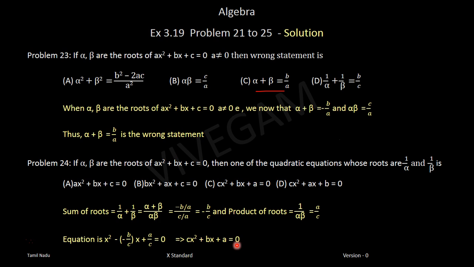So this is the option. Which option is that? Cx square plus bx plus a equal to 0. This is option C, right?